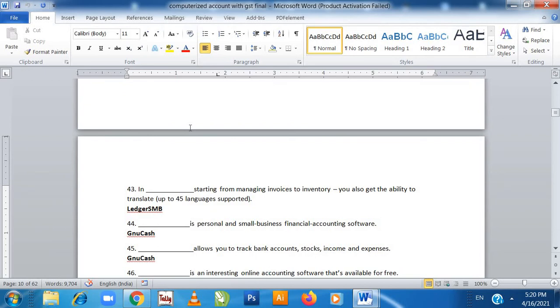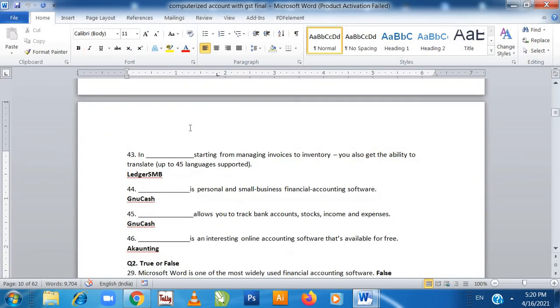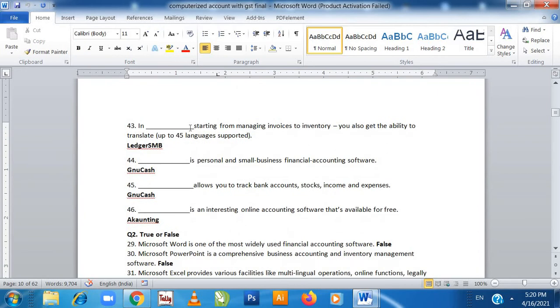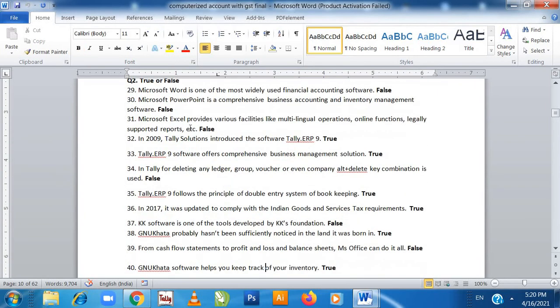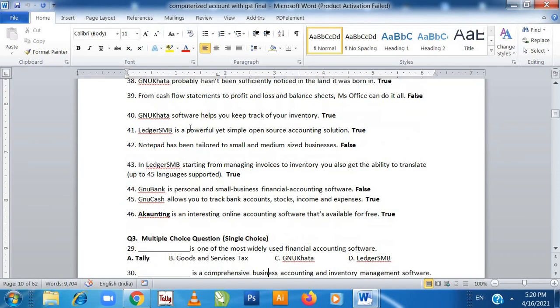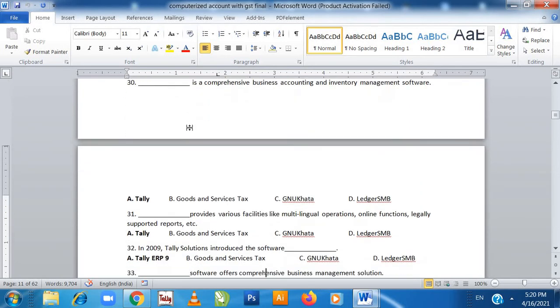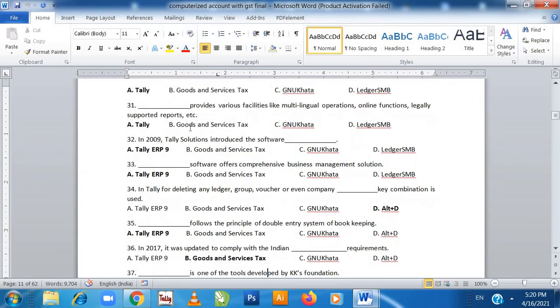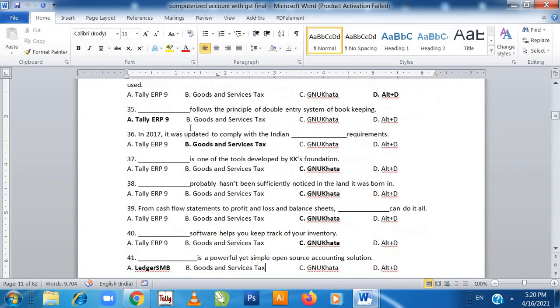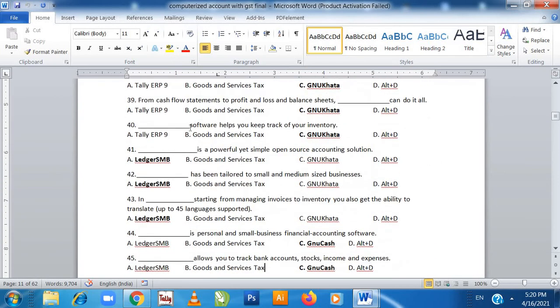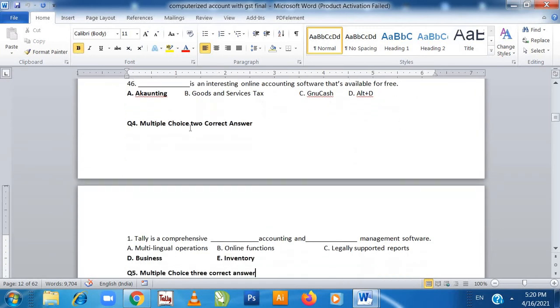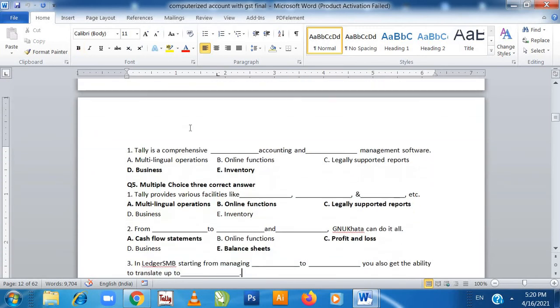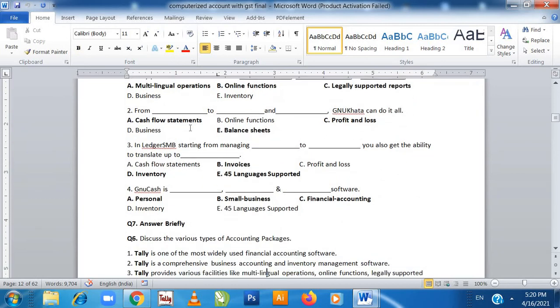Dash allows you to track bank accounts, stock, incomes and expenses, that is JNU Cash. Dash is an interesting online accounting software that is available for free, answer is accounting. Now here is the true or false. Now after true or false, multiple choice question, single choice. Multiple choice, 2 correct answers, 3 correct answers. Based on the fill in the blanks, everything has been generated.